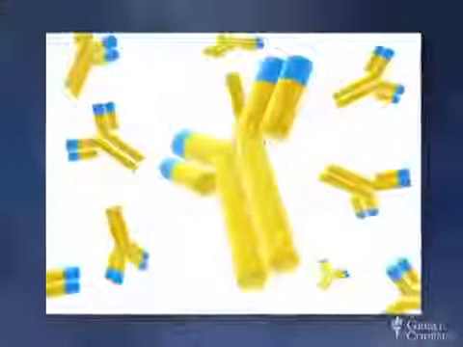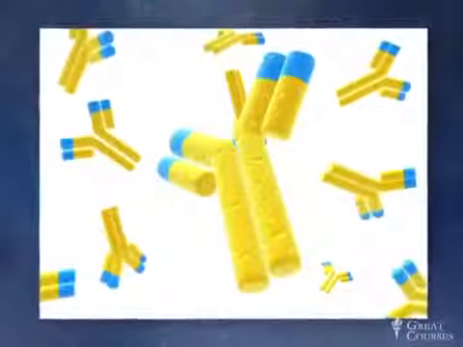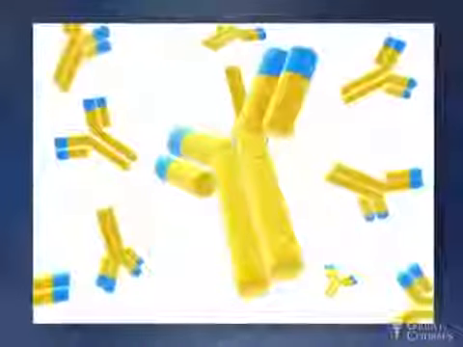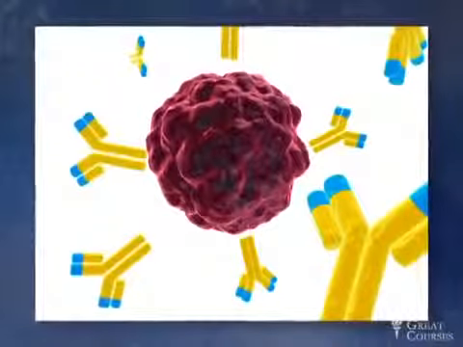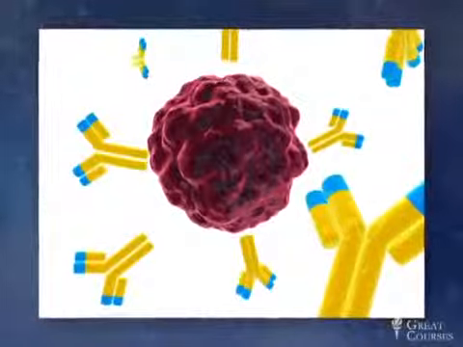Another important class of proteins are antibodies. So these proteins do all of the heavy lifting for our immune systems. Antibodies are able to specifically recognize foreign agents in our bodies and tag those foreign agents so that they're eliminated.